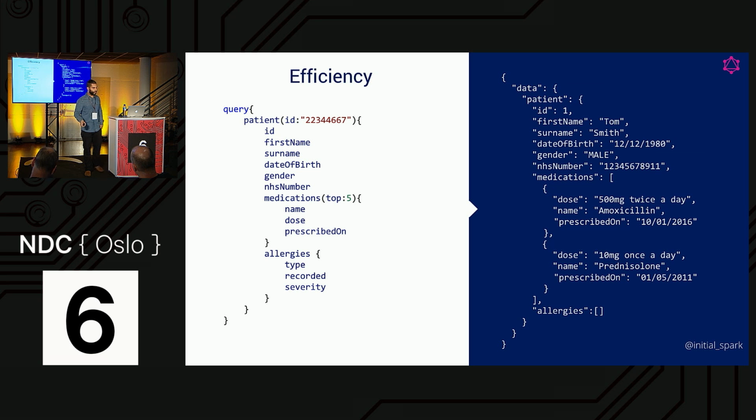So this is the same query that we would have had in the REST world, but this is what it looks like in GraphQL. So we have a patient, and we have some fields, like ID, first name, surname, date of birth. Then we have some nested objects like medications and allergies. But this is all brought back in a single request, and we can write the query on the left to give us the shape of the data that we like.